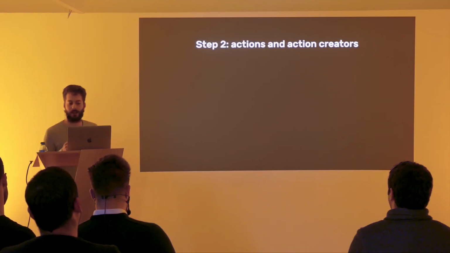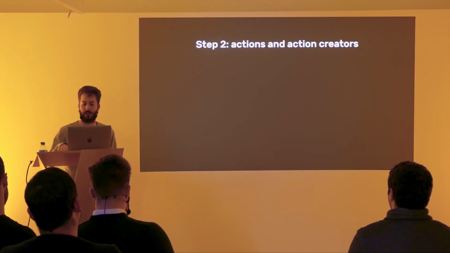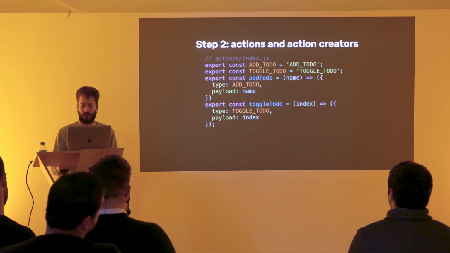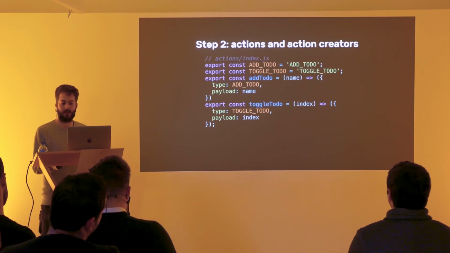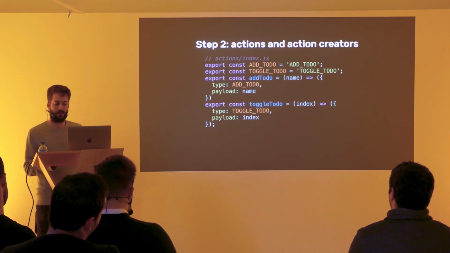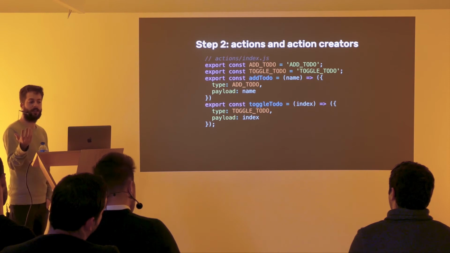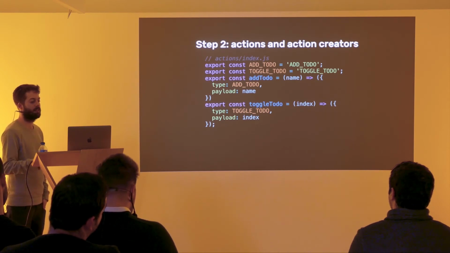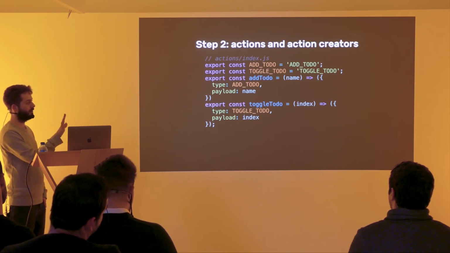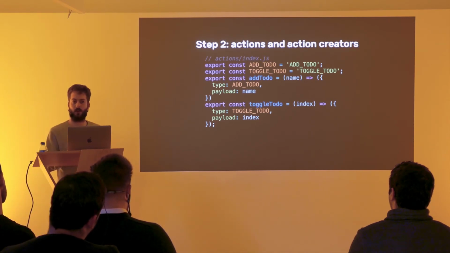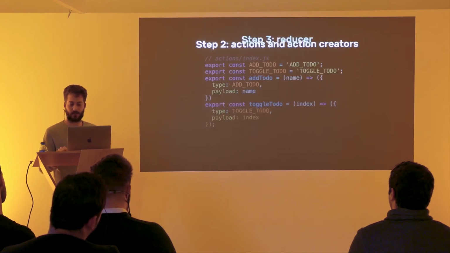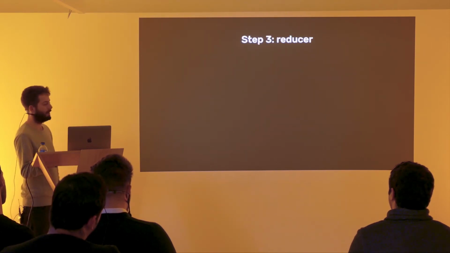So step 2 is to think about what actions we might want with this app. I'm not writing all of them, but I think we could have things like an add to-do action, and we can have a toggle to-do action. So the first one is an action creator here. You can see add to-do, that we receive the new name, and we just dispatch this action, right? The second one is a toggle to-do that receives the index of the to-do and just dispatches this action. We still don't know how our state will react to it, because that's step 3, right? So let's have a look at the reducer.